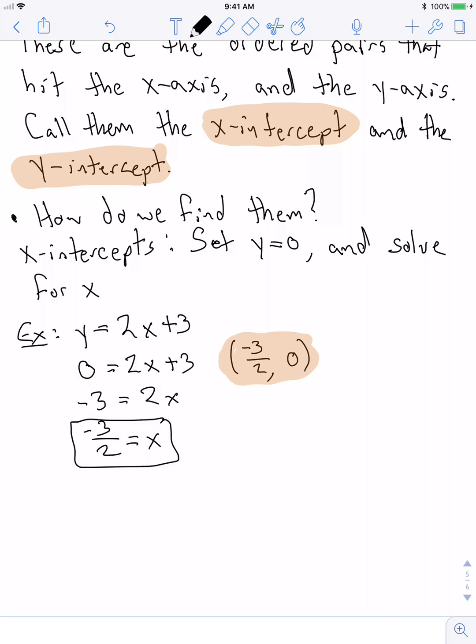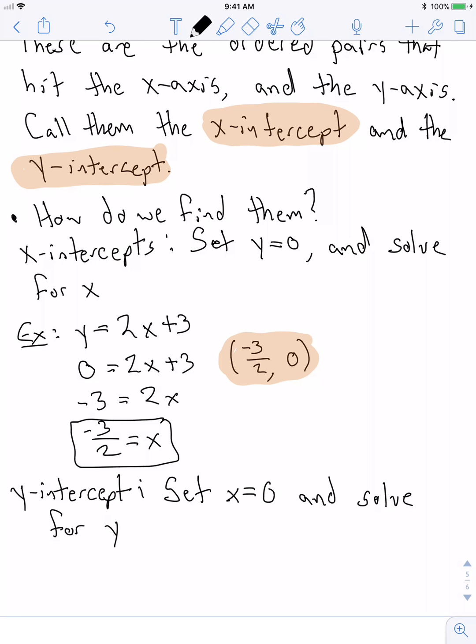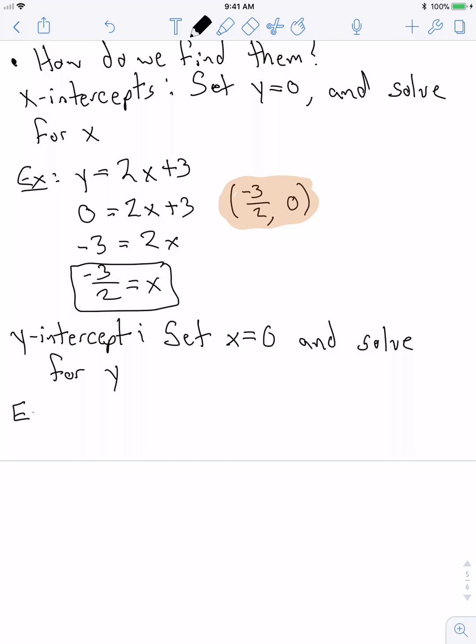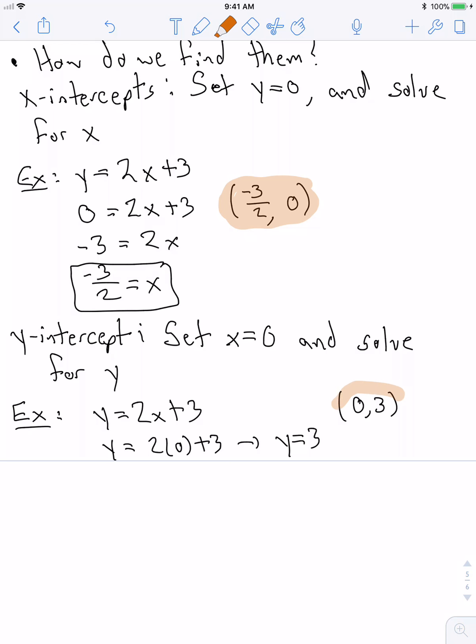Finding the y-intercept is equally as easy. Now, we just set x equal to 0 and solve for y. And we'll do that real quick with our example. y is equal to 2x plus 3. Set x equals 0. y is equal to 2 times 0 plus 3. 0 times anything is 0. So y is equal to 3. And our ordered pair, that is the y-intercept, is 0, 3.